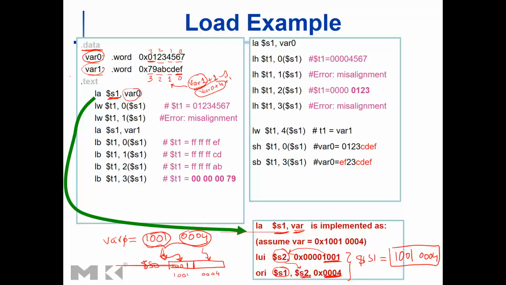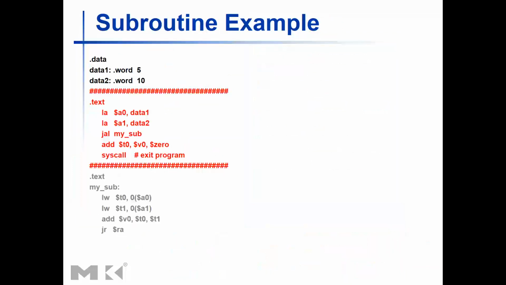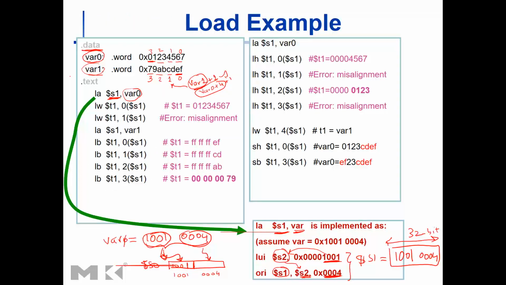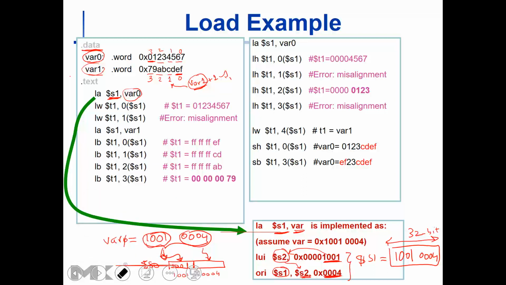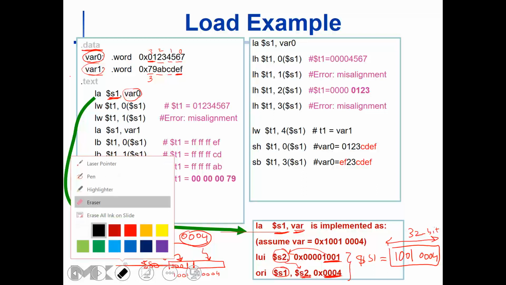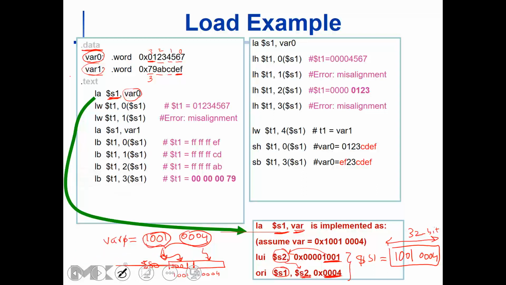I cannot do it in one shot because there is no instruction that can move 32 bits worth of data into a register. This is 32-bit. I have to do it in 2 steps. Okay, so now let me just do an erase here so that I have my pen back. So this is 2, 1, and 0. Now I'm loading the effective address of var0 into S1.